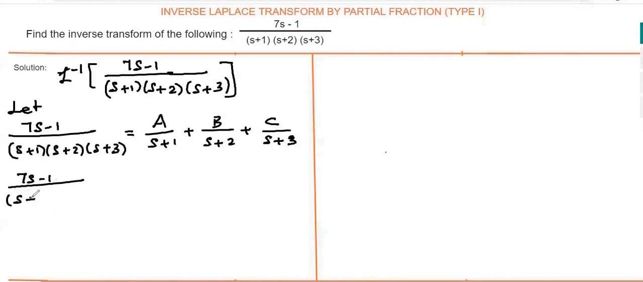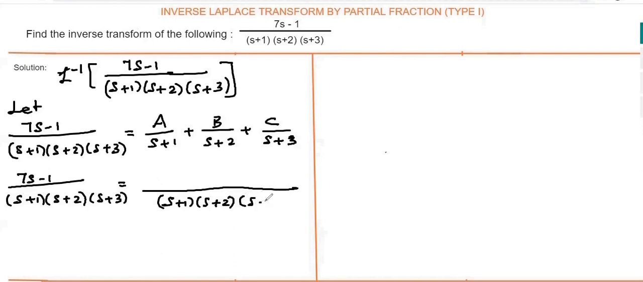Now, the second step: you have to equate the denominators. See here, the denominator is not common on both sides, so you have to make it equal. How to make it equal? We will be taking the LCM. My LCM will be (s + 1)(s + 2)(s + 3). And A has the s + 1 part, so the remaining, s + 2 and s + 3, should be multiplied with A.